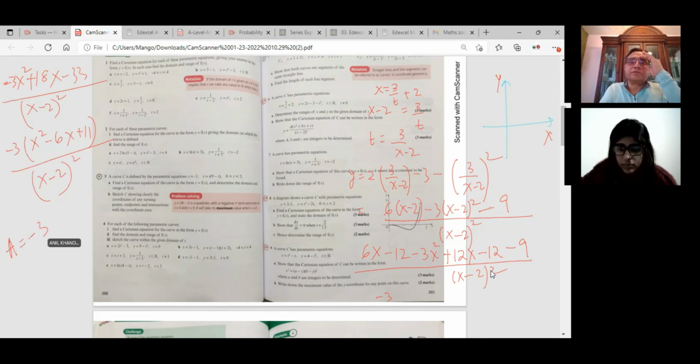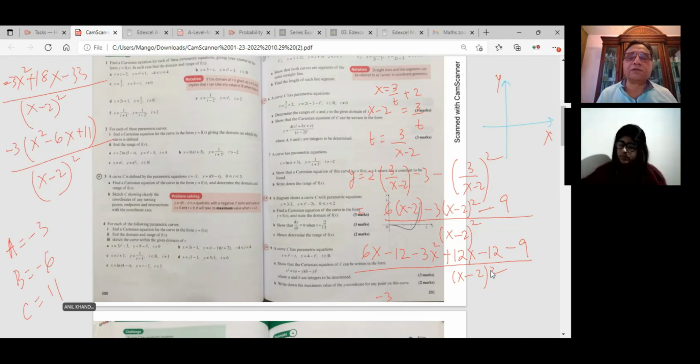So a for me is minus 3. And then what else? b is the coefficient of x, so b is minus 6. And c is the constant, which is 11. Is it okay? So that is what will be my answer. I'm taking a as minus 3, because they also have x squared, so we have to keep this x as positive.